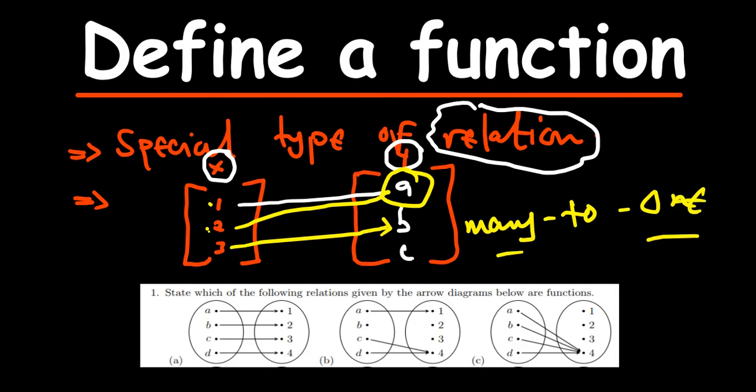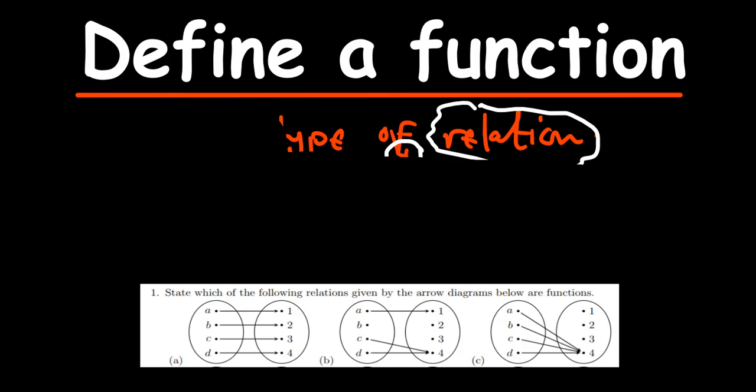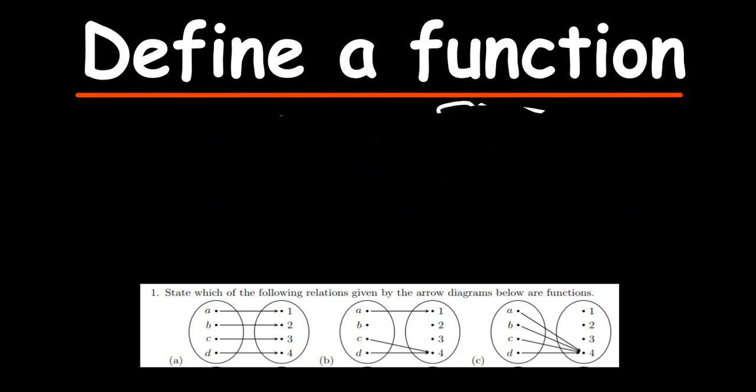So now, when we talk about a function, it will be a special type of relation. Why is it special? Why is this function so special, that it has to be different from the other relations? So this function we are saying is a special type of relation.